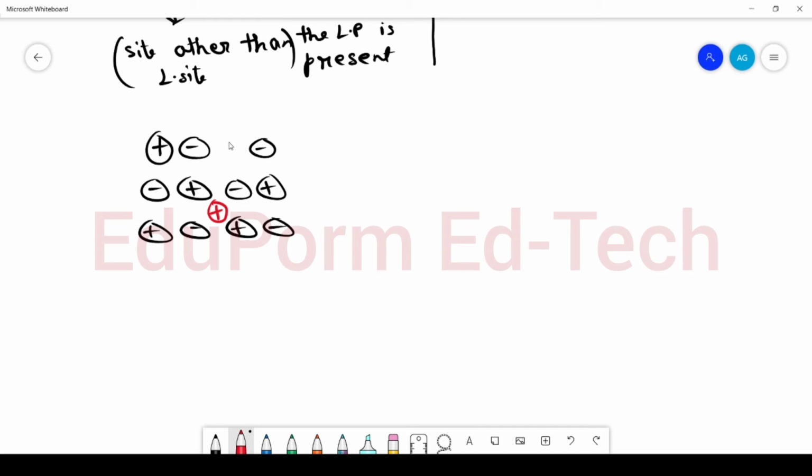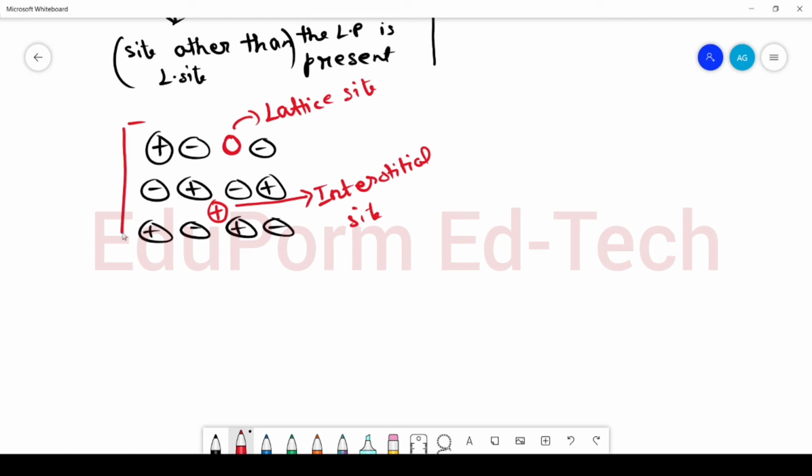So the lattice point that should be present at the lattice site is not present there, but it is present on a site other than the lattice site within the crystal, called the interstitial site. So when any cation, or sometimes an anion, is not present at the lattice site but is present on the interstitial site within the crystal geometry, the defect is said to be an interstitial defect.